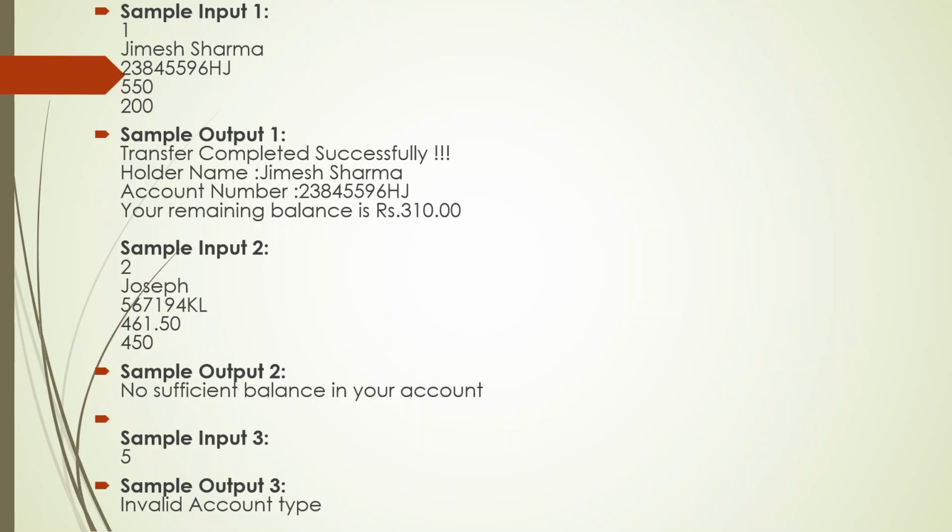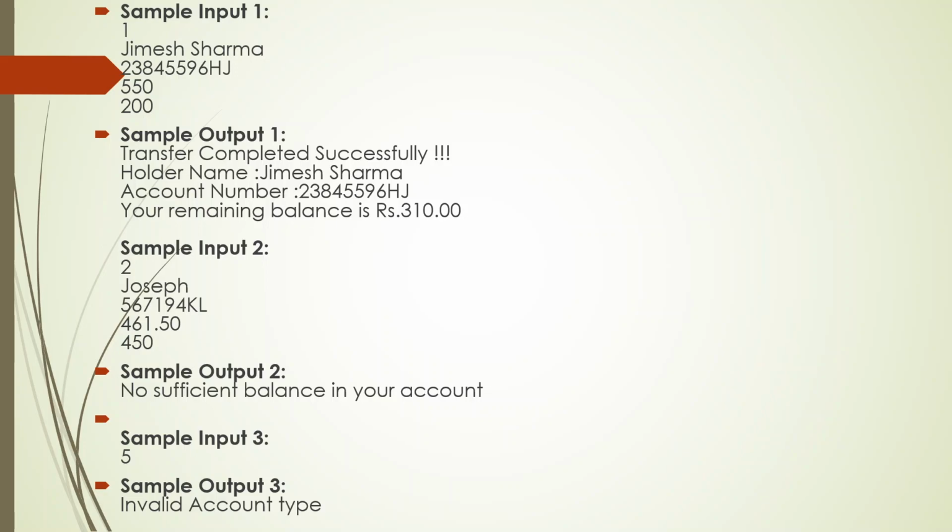If the user chooses 1, then you need to get input from the user: account name, then account number, then balance. Then 200 is the withdrawal amount. For this checking account, there will be a 20% charge. So 550 minus 200, so 350.